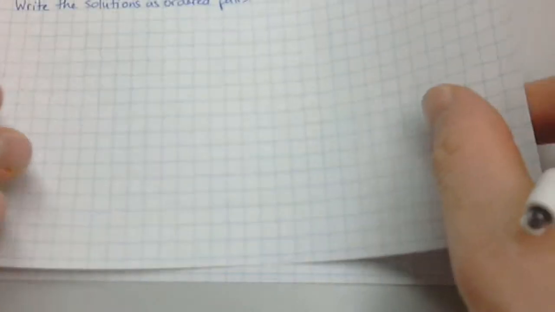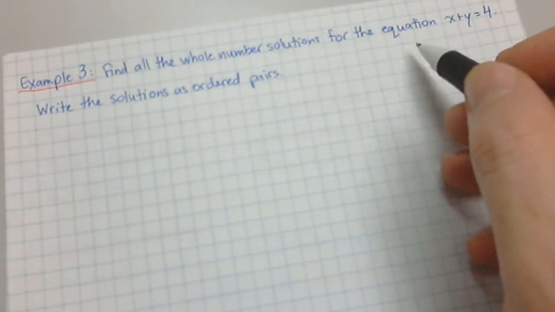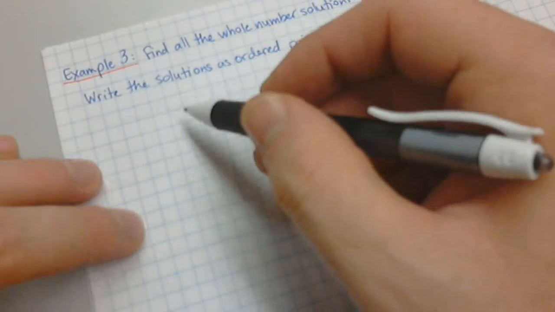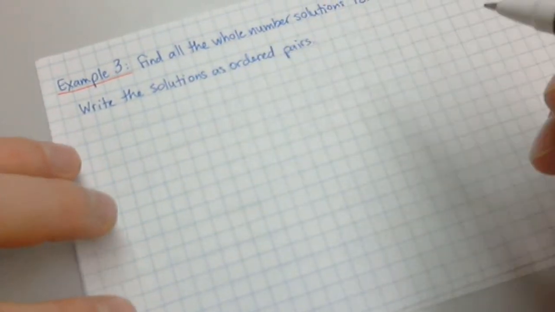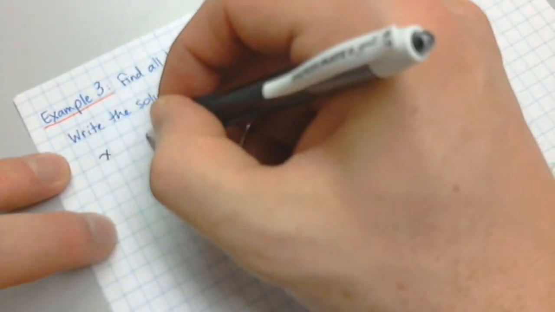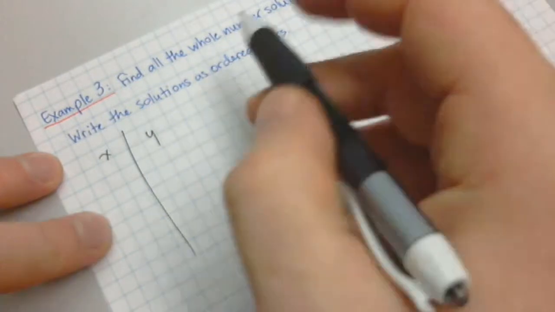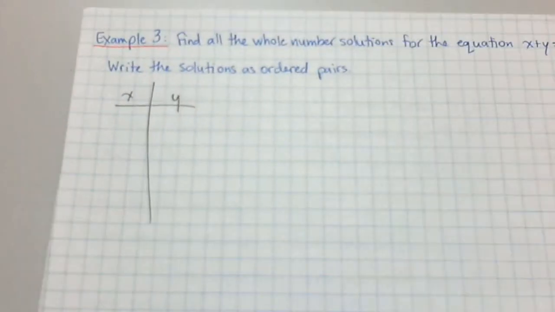So what we can do is we can actually find all the whole number solutions for x plus y equals 4. And this is going to help us generate ordered pairs if we have to start plotting them out. Okay. So again, we can have two columns. We have the x and the y column. Now, right now, we're working with numbers that are not less than 0. We will, but not right now.